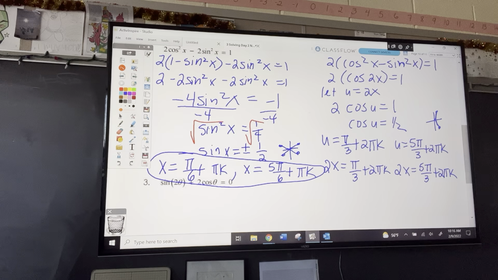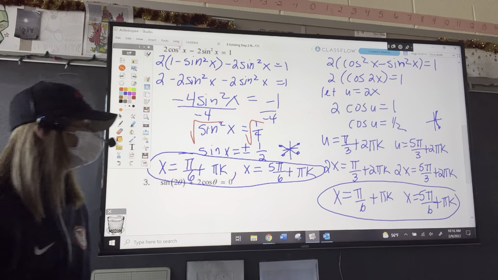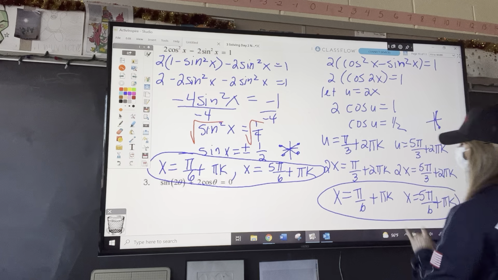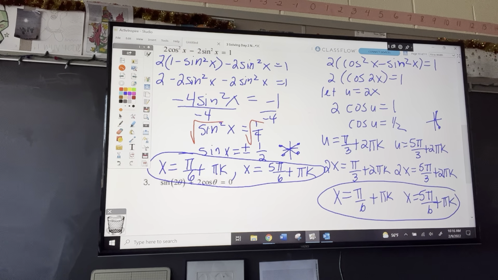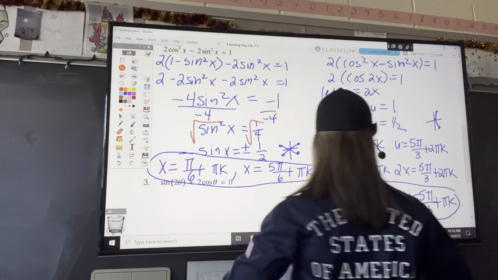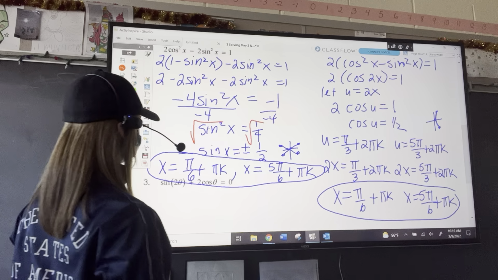All right, divide through by 2. So x equals pi over 6 plus pi k. And x equals 5 pi over 6 plus pi k. Questions on that? That's just dividing by 2. But you have to divide the pi over 3 by 2 and also the 2 pi k by 2. And that's it. And notice they're the same. We did this problem 2 different ways.